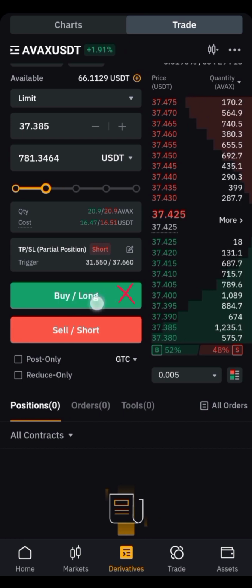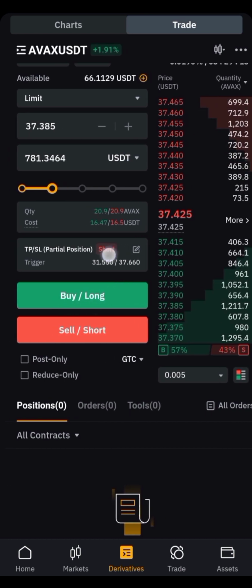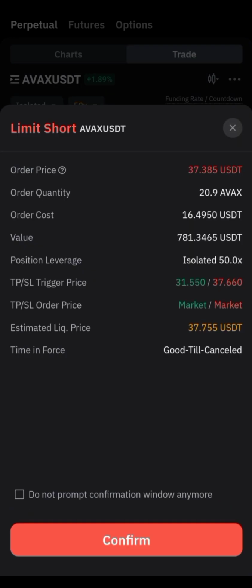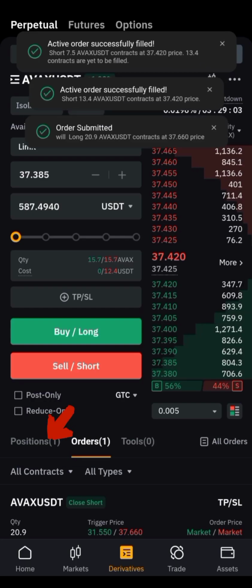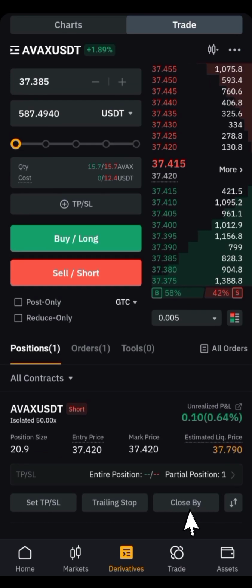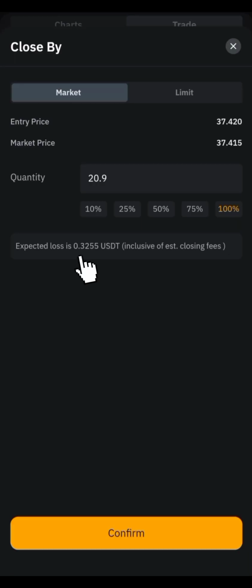As you can see, since we've taken a short trade, make sure you don't click on buy long. Make sure you click on sell short, because it's a short trade. It's very simple. Now you click on confirm, and just like that, my trade has begun.